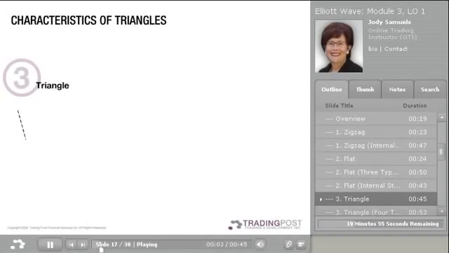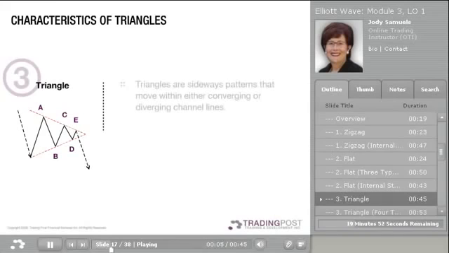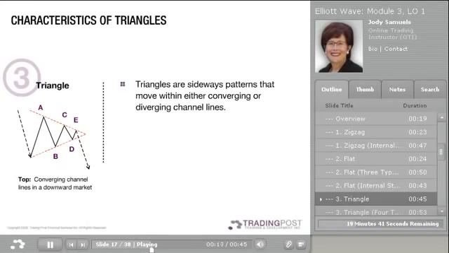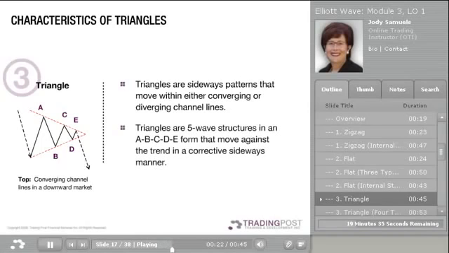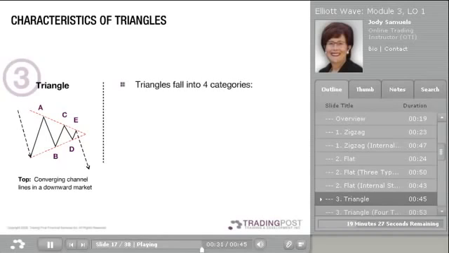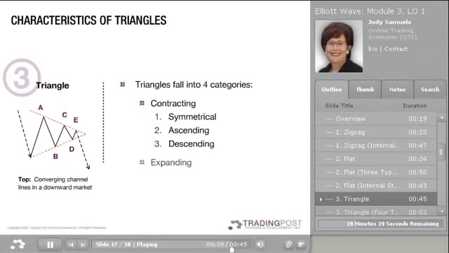Characteristics of triangles. In an uptrend or a downtrend, triangles are sideways patterns that move within either converging or diverging channel lines. The example to the left shows converging channel lines in a downtrend market. Triangles are 5-wave structures in an A, B, C, D, E form that move against the trend in a corrective sideways manner. Triangles fall into 4 categories: contracting, which are symmetrical, ascending and descending, versus expanding, also known as reverse symmetrical.